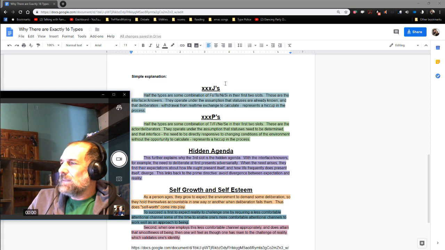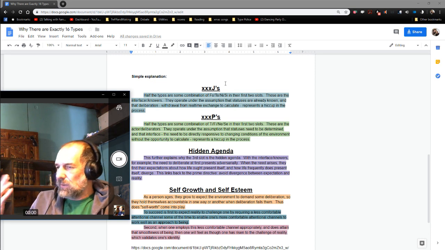Those interfacers, knowers, are not all judgers. Half of them are perceivers, as you define perceiving in judging terms, namely perceiving being SI, NI, and SE, and judging being the interface and deliberation functions.